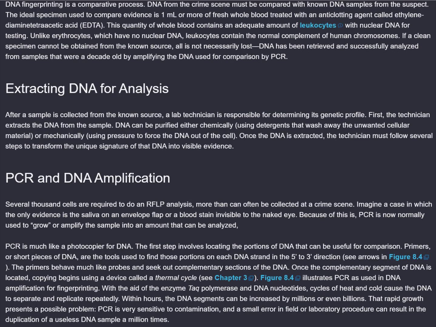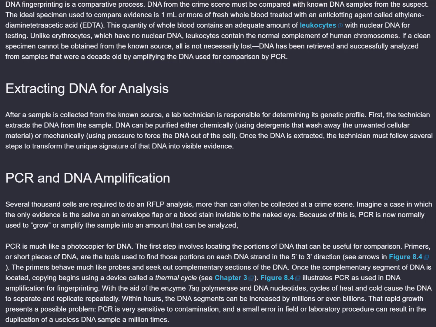DNA fingerprinting is a comparative process. DNA from the crime scene must be compared with known DNA samples from the suspect. The ideal specimen used to compare evidence is 1 ml or more of fresh whole blood treated with an anti-clotting agent called ethylenediaminetetraacetic acid, EDTA. This quantity of whole blood contains an adequate amount of leukocytes with nuclear DNA for testing. Unlike erythrocytes, which have no nuclear DNA, leukocytes contain the normal complement of human chromosomes.